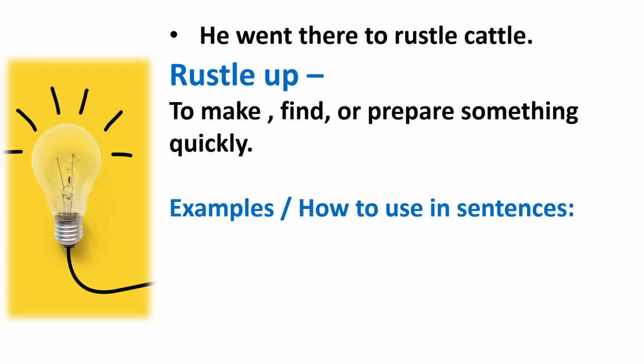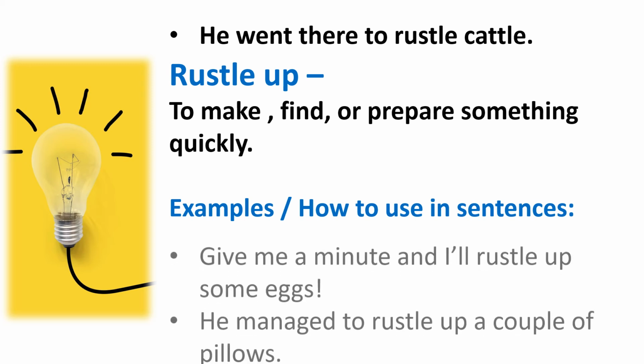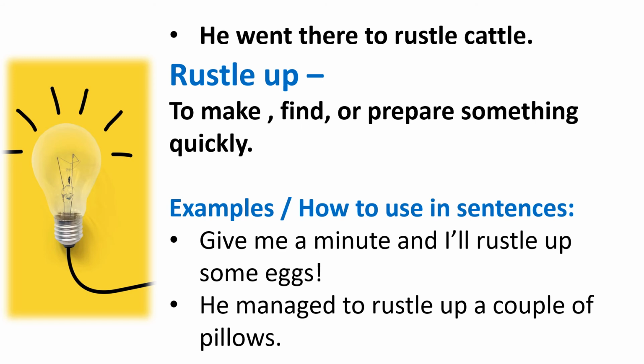Rustle up. It means to make, find or prepare something quickly. Now, let's check out the examples. Give me a minute and I'll rustle up some eggs. That means I'll quickly make something with eggs. He managed to rustle up a couple of pillows. That is, he managed to find some pillows quite quickly.